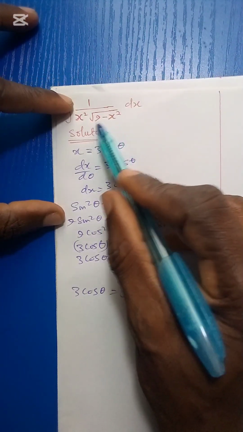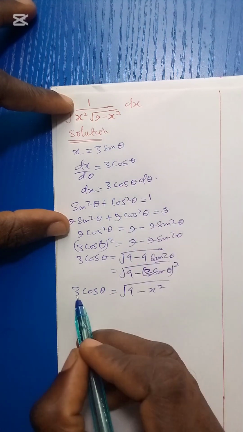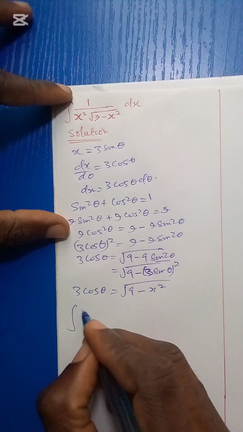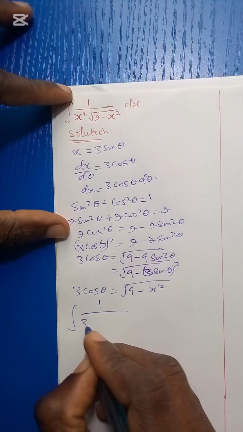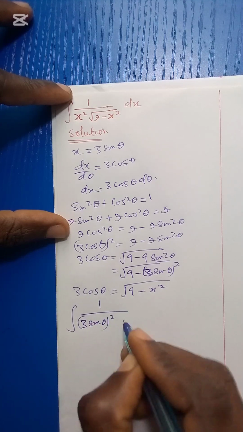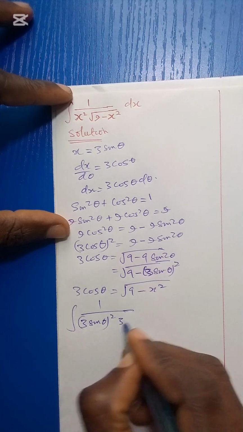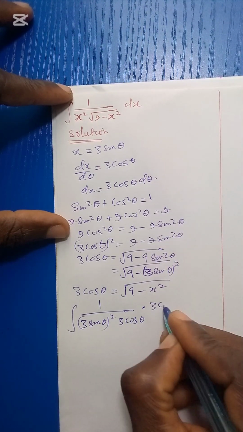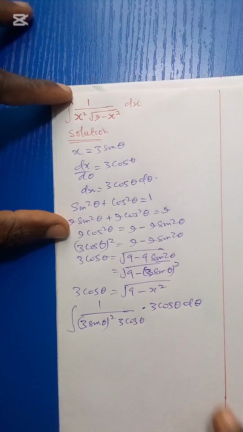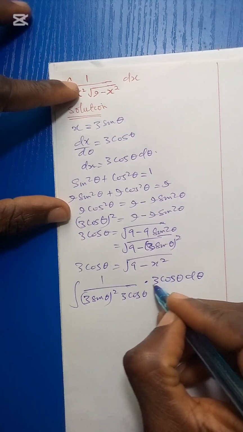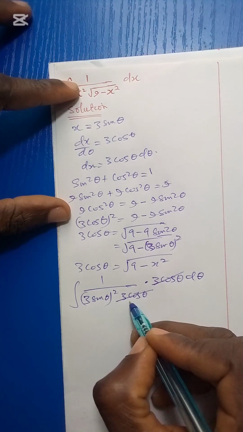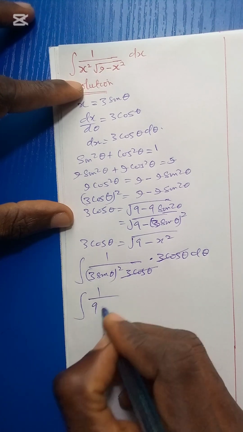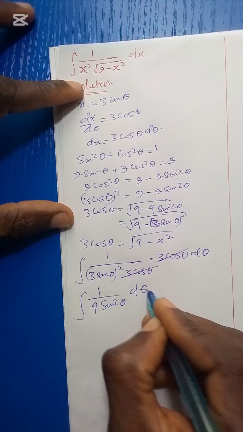Very good. So I will come here and write 3 cos theta instead of this. So our problem can now be rewritten as integral 1 over 3 sine theta all squared times 3 cos theta times dx, which becomes 3 cos theta d theta. One good thing about substitution is that something must cancel out. So 3 cos theta cancels 3 cos theta, and that simplifies our problem. So we have integral 1 over 9 sine square theta d theta.